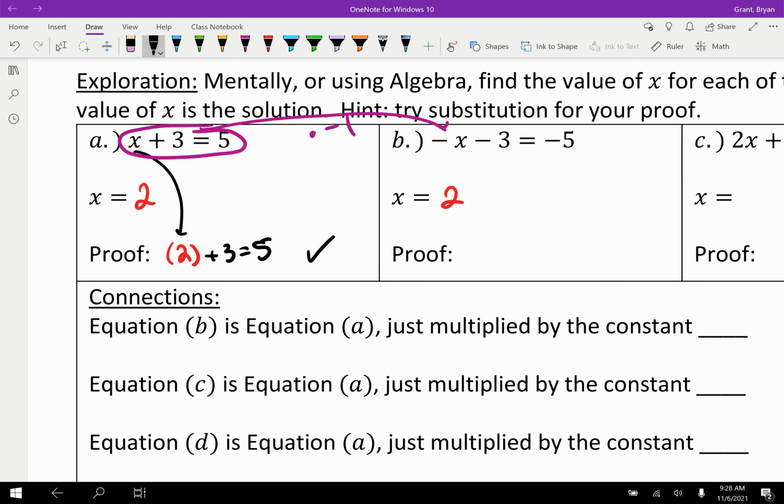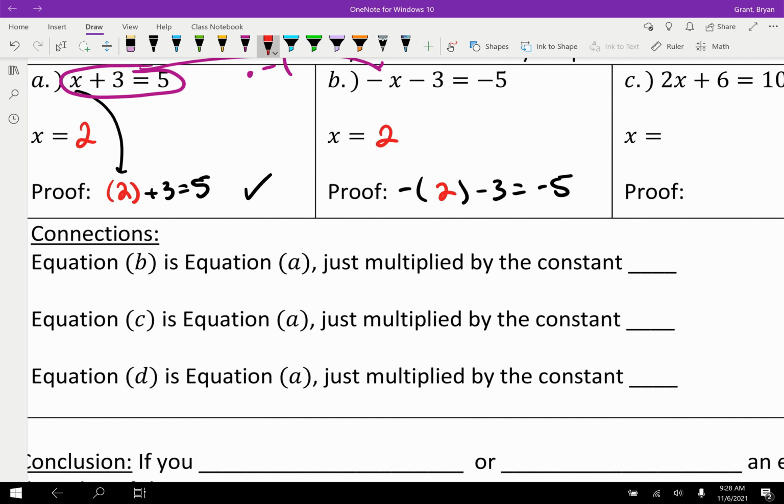And to see that, because some of my students were stumped here, they're like, wait, shouldn't it be negative? Don't forget that there's a negative built into the problem. So when you replace x with 2, there is still the negative that's out front, and so it becomes negative 2 minus 3, which does equal negative 5. In fact, if we look down below for connections, equation B is equation A, just multiplied by the constant -1. And that might get you to start considering that there could be a connection between A and the other problems as well.